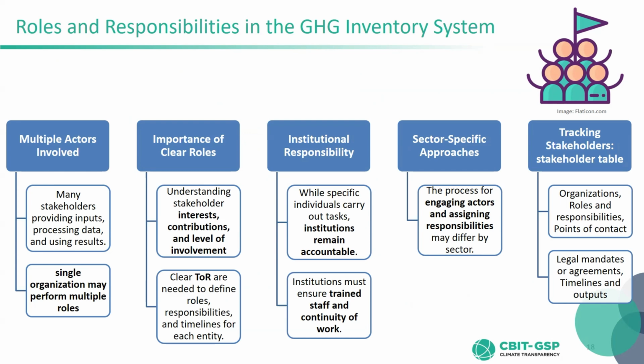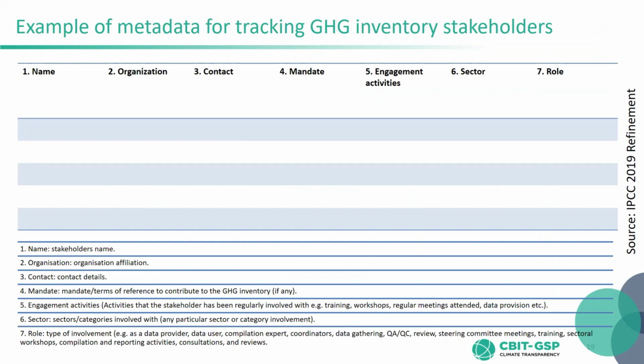It's also crucial to remember that while work is the responsibility of individuals working in institutions, the institutions are still responsible, and they must ensure that staff are well trained to ensure the ongoing work. So, for example, institutions need to make sure that they are putting the right people in the right place. Developing and maintaining lists of stakeholders with their roles, responsibilities and interests is very important. And here we advise you to keep this information in a tabular format.